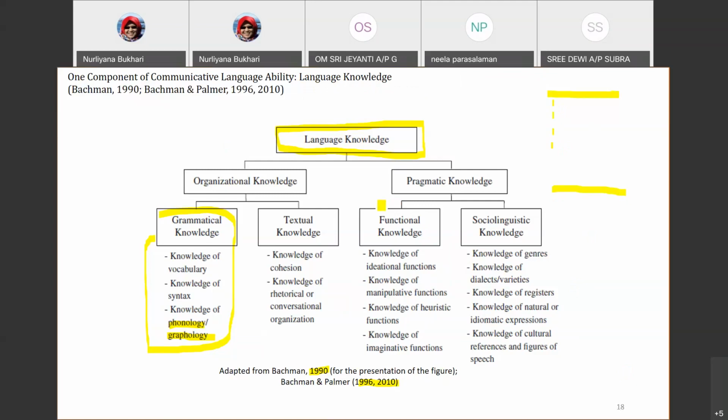I'm assuming it's just going to be cumbersome to talk with the internet. So it's actually because this representation seems like a hierarchy. Meaning in order to have organizational knowledge, you have to have grammatical knowledge and textual knowledge, and pragmatic knowledge, you have to have functional knowledge and sociolinguistic. That's not what he meant. He just wanted to show that we classify them. But some people think it's a hierarchy, so he changed the representation. See, even the representation changed across time.